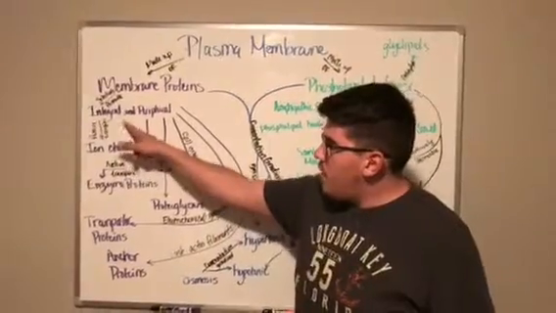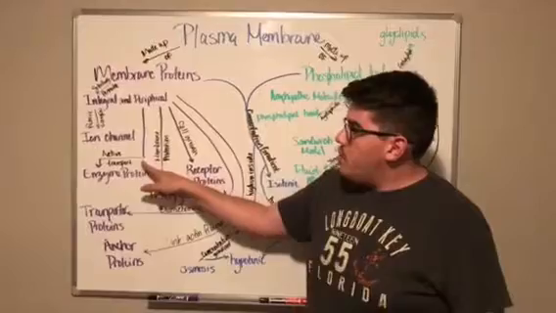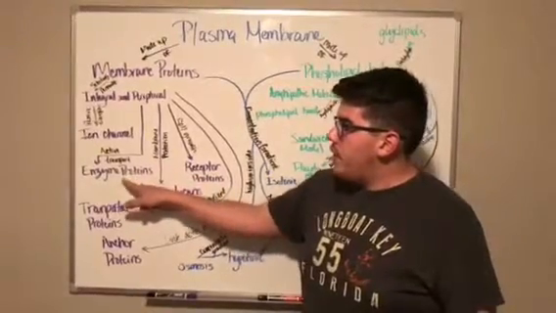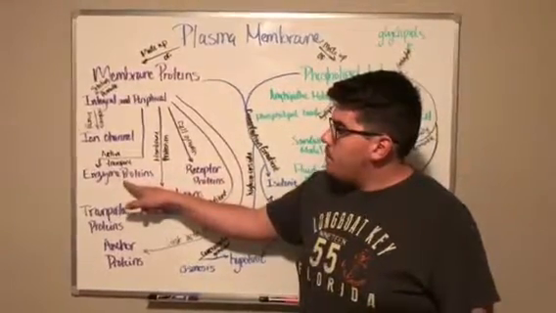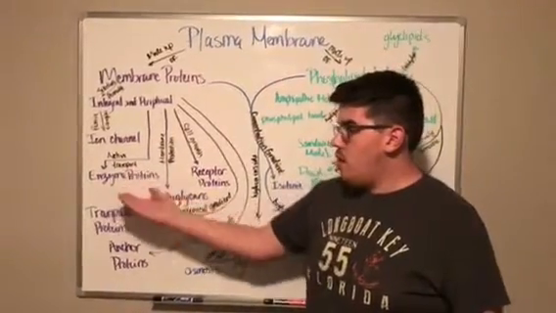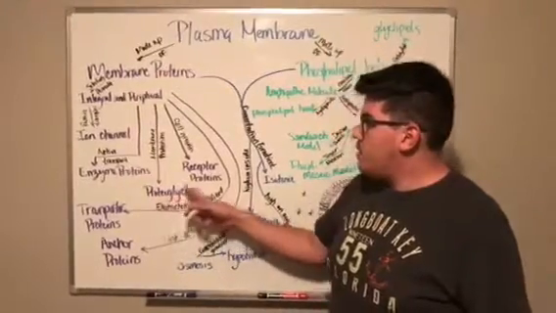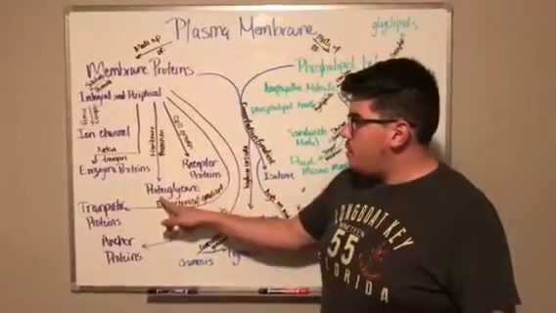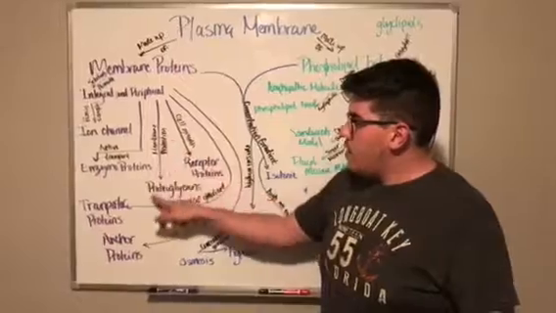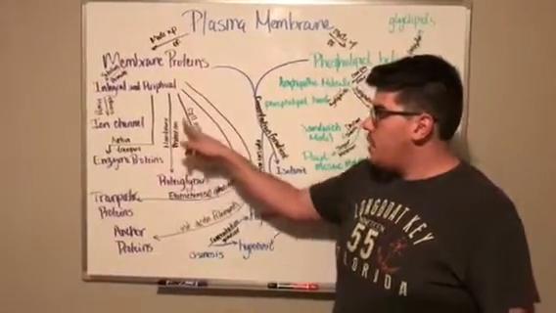Ion channels allow for passive transport of ions. Active transport allows for transfer of ATP, making other molecules like ATP, for example, ATP synthase. Proteoglycans are proteins bound to sugar, and this allows for membrane protection.